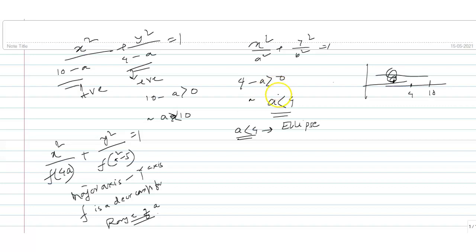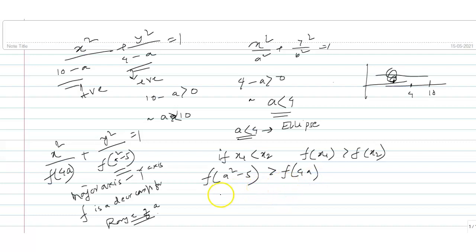As f is a decreasing function, you know that if x1 is less than x2, then f of x1 is greater than f of x2. As the major axis is the y axis, this value is bigger, so f of a square minus 5 is bigger than f of 4a. As it is a decreasing function, a square minus 5 will be less than 4a. That means a square minus 4a minus 5 is less than 0. From here you get (a minus 5)(a plus 1) less than 0.